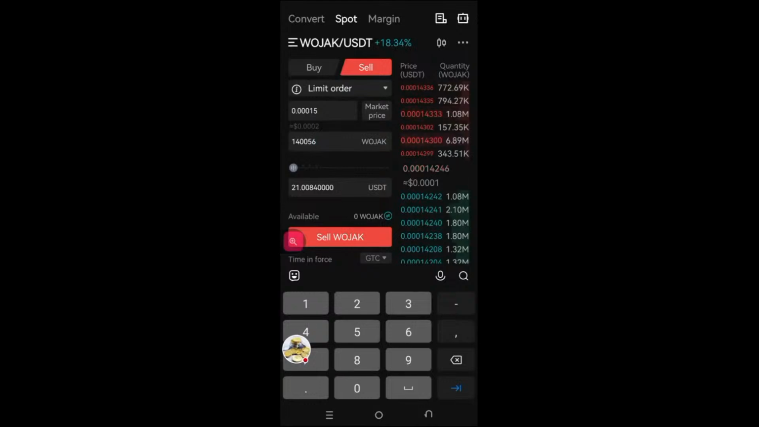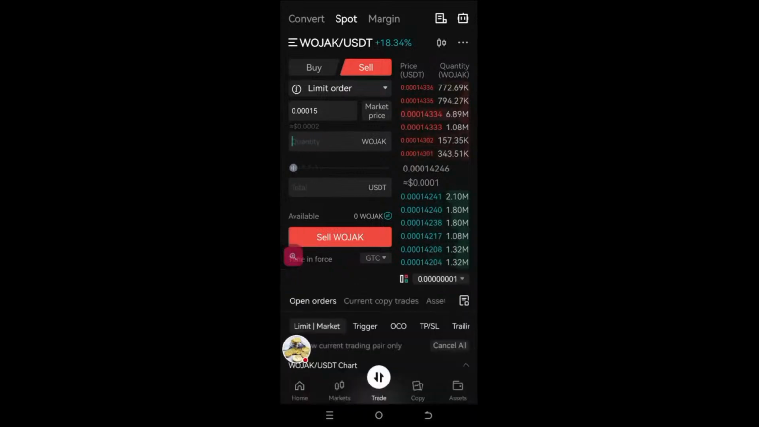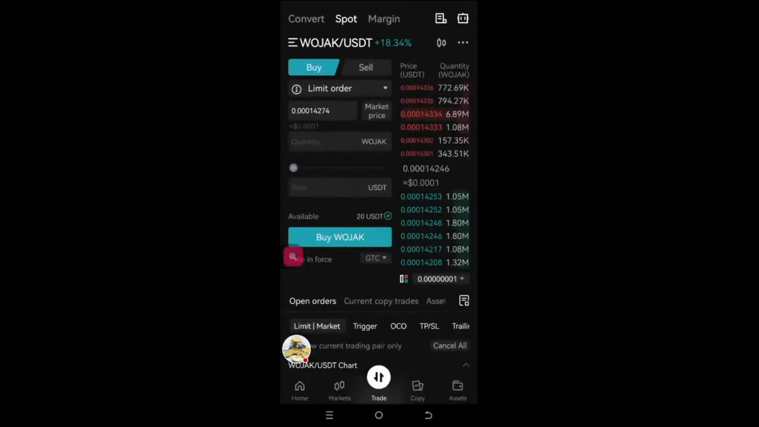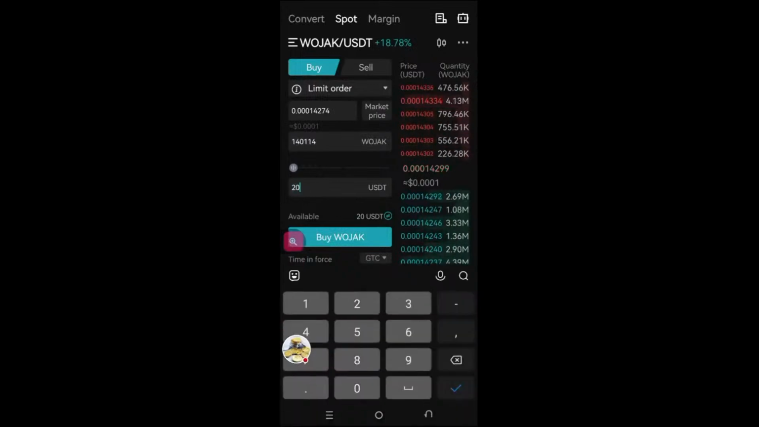Okay, that's a lot of money. Let's see where it will go. I love the fact that it's on pump mode. Let's just work with this. Okay, let's go with it.